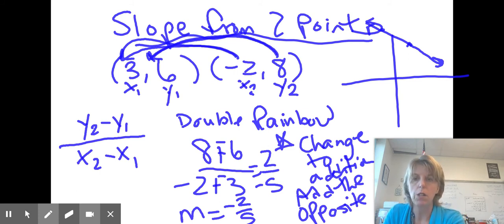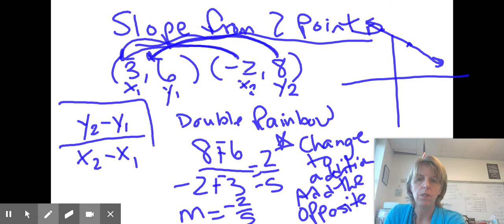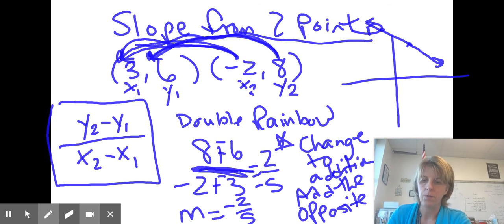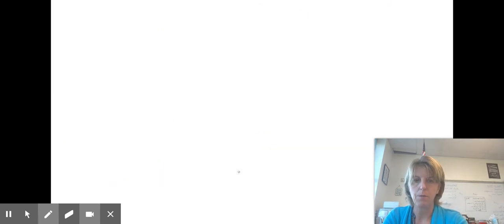Again, here's the formula, y2 minus y1, x2 minus x1. So second y minus first y, second x minus first x. So it's like a double rainbow. Write that as a fraction and then simplify it. All right, let's try another one that's like that.